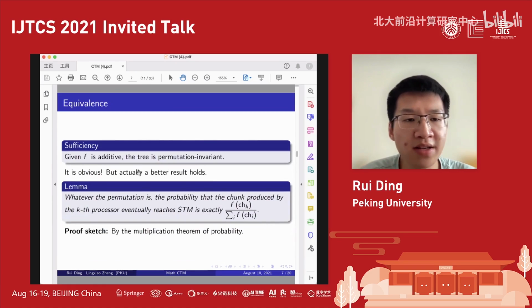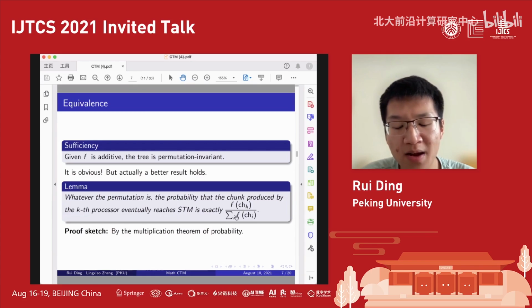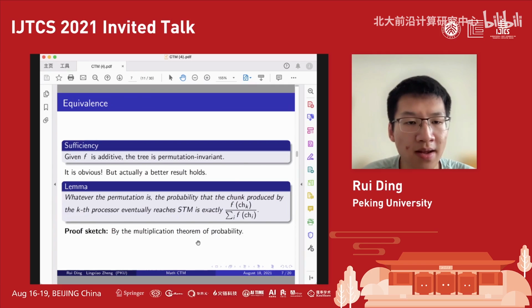So first, we're going to show the sufficiency side. That is, given f is additive, the tree is then permutation invariant. Actually, we can compute the probability at which the chunk produced by the case processor eventually reaches this STM. It is exactly this fraction, that is the f of chunk k normalized by the sum of all chunks. We're going to omit the proof here since it's quite simple.